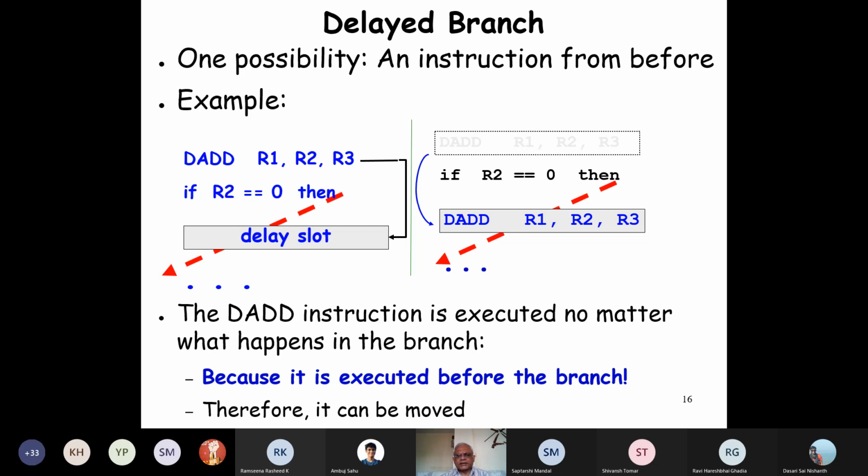But is there a catch? Otherwise, why do we have to use the predictor and so on? Is there a catch? Can anybody answer that? This can only have limited success. What's the reason? A very limited success through delayed branch. Yes, please. Data dependency.